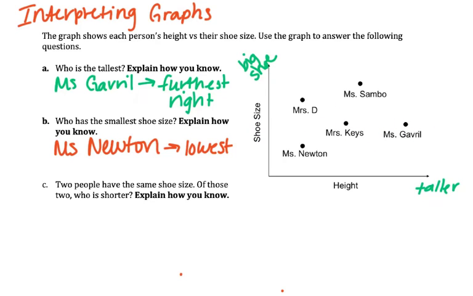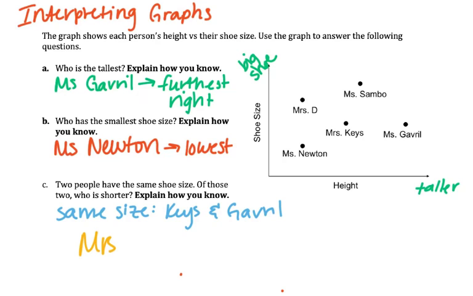But they also want to know who of those two people is shorter. So the same size we're now comparing is Mrs. Keys and Mrs. Gabriel. Well, if I want to know of those two people who's shorter, that means I want to be furthest left on the height axis because the shorter people are over here. So when I'm looking at each of these, Miss Keys is further to the left, so Mrs. Keys of both of those two people is shorter. So do you see how what we're doing is we're really just comparing it to this axis that we're referring back to over and over again.